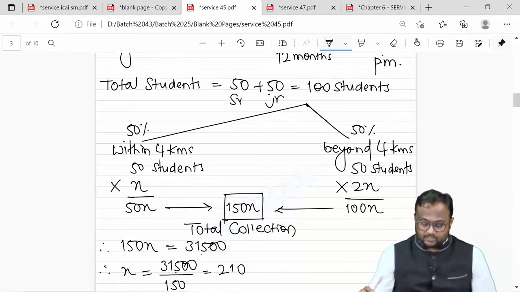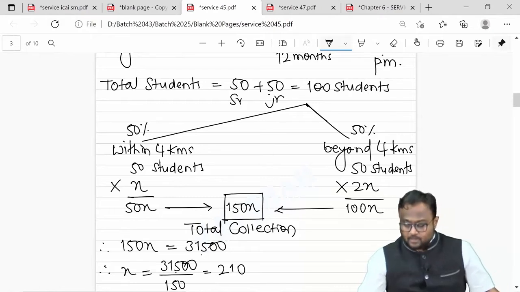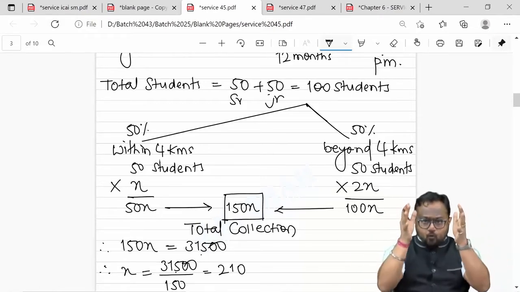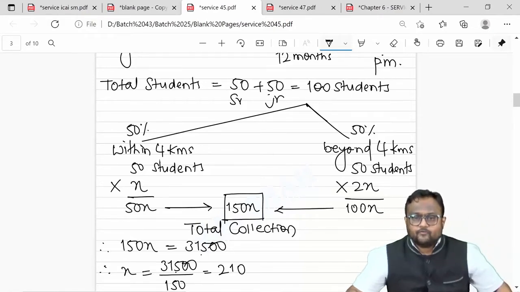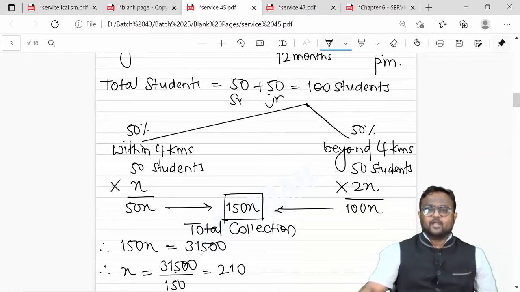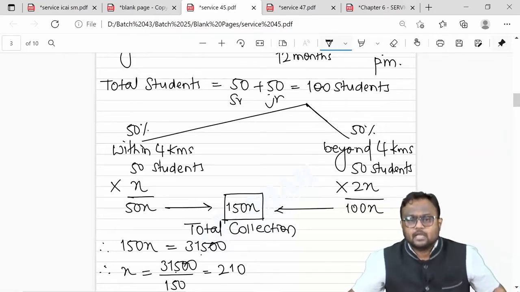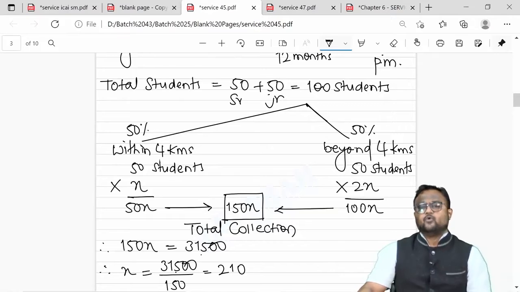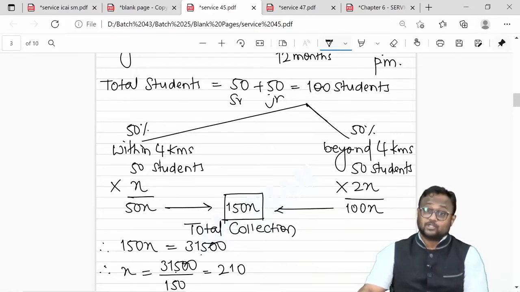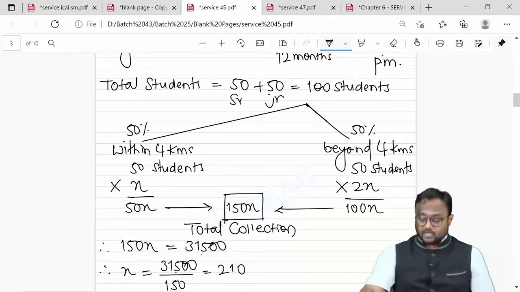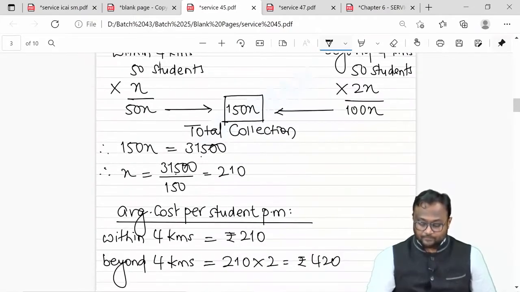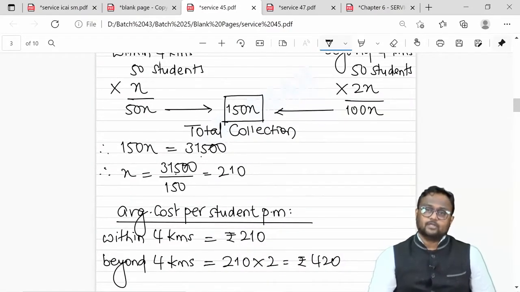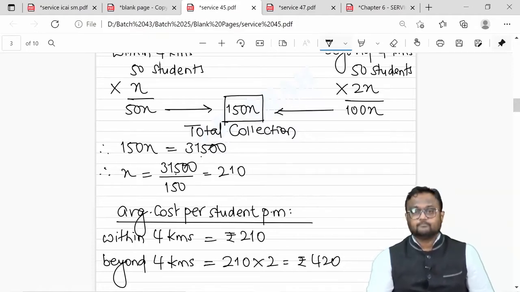So 50 into X, 50X is the collection from those who stay within 4 kilometer. 50 into 2X, 100X is the collection from those who stay beyond 4 kilometers. My total collection is 150X, which should be 31,500. I got value of X, which was within 4 kilometers. So beyond 4 kilometers will be 420.